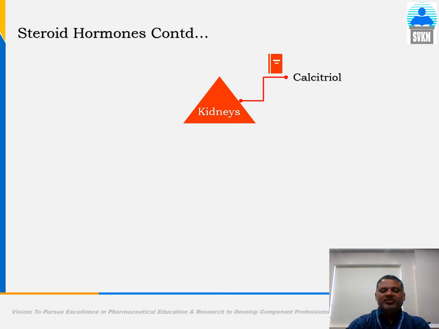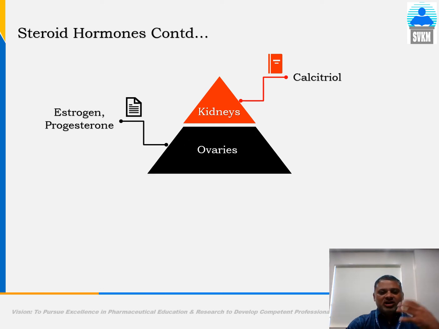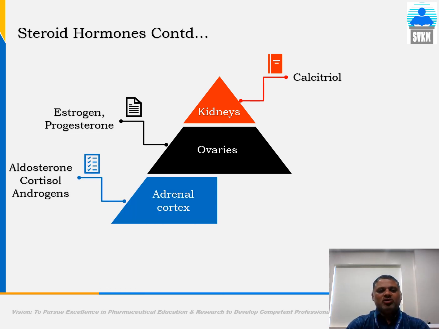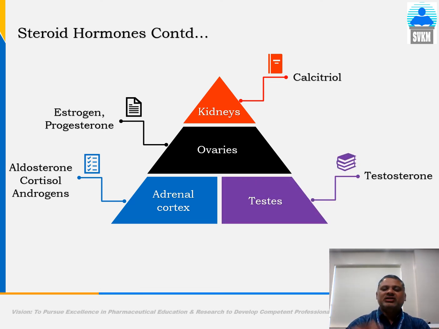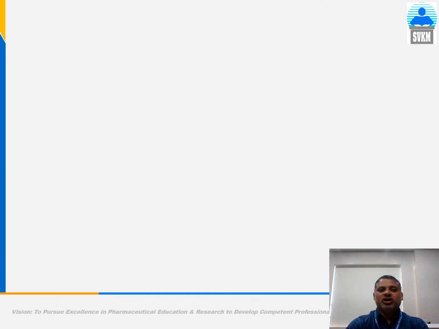So let's take an example of the steroid hormones. For example, the kidney secretes calcitriol. The ovaries produce two types of steroid hormones, estrogen and progesterone. The adrenal cortex produces three different types of hormones: aldosterone, cortisol, and androgens. And the testes produce the male sex hormone, testosterone. These are some organs and their associated steroid hormones.